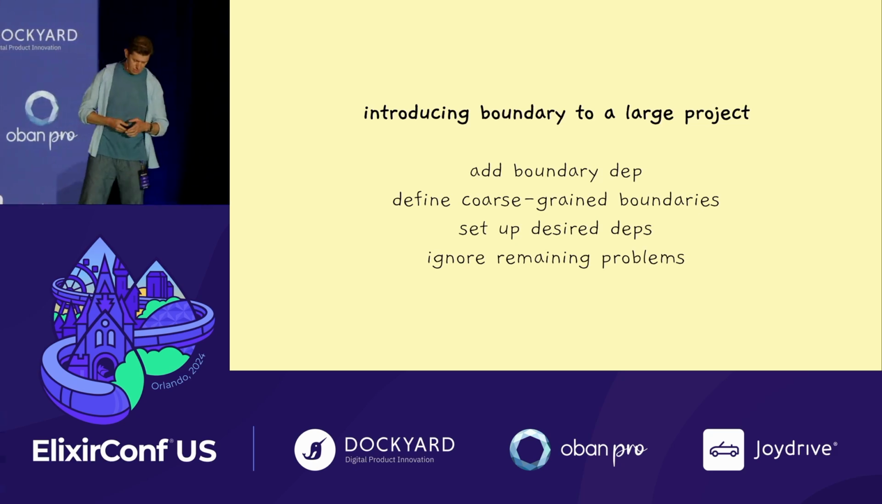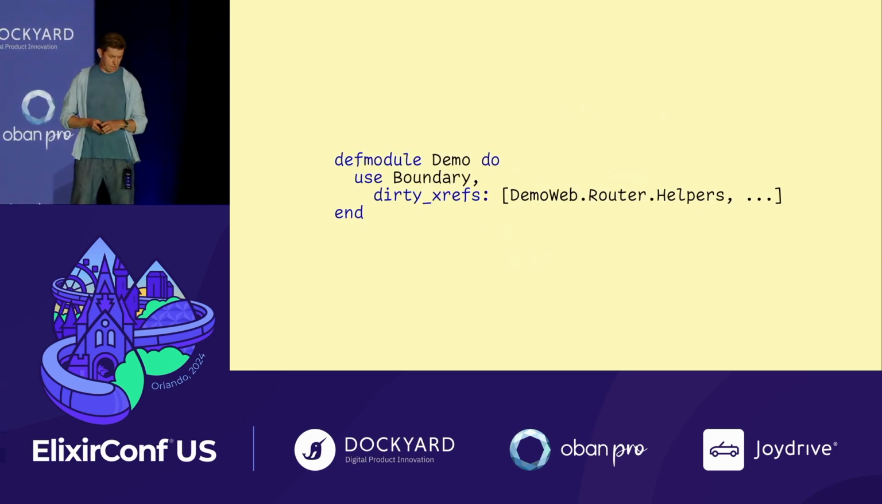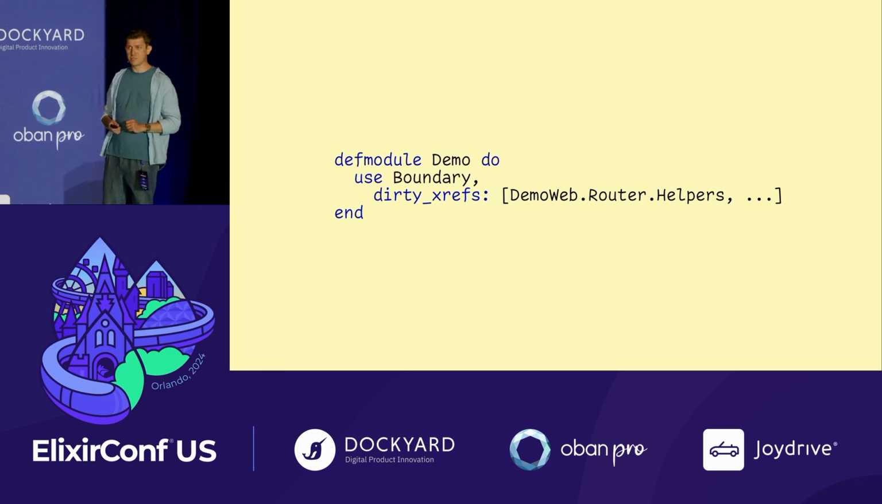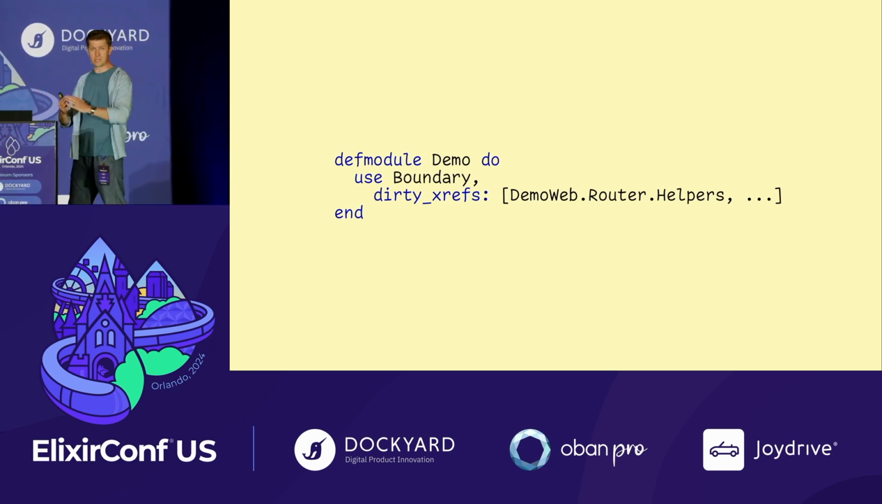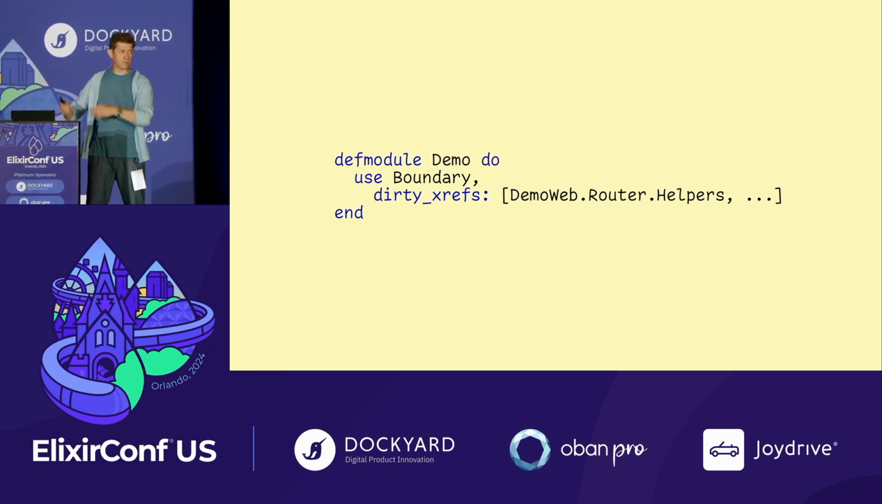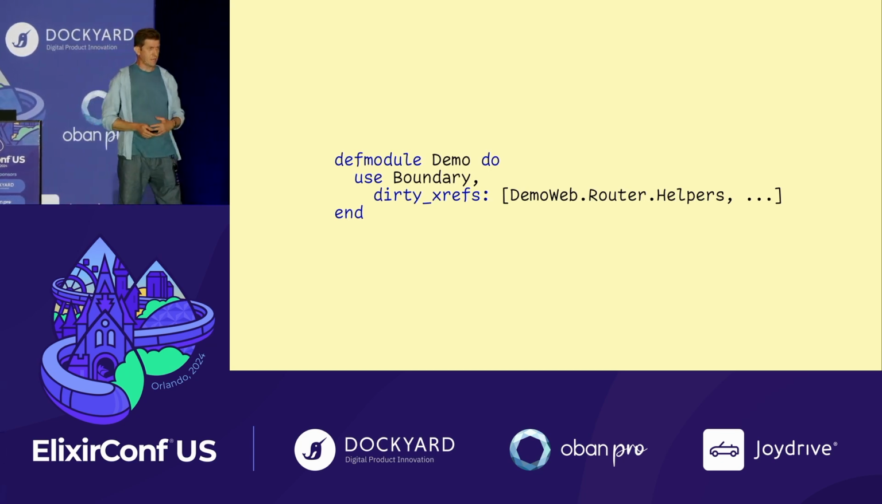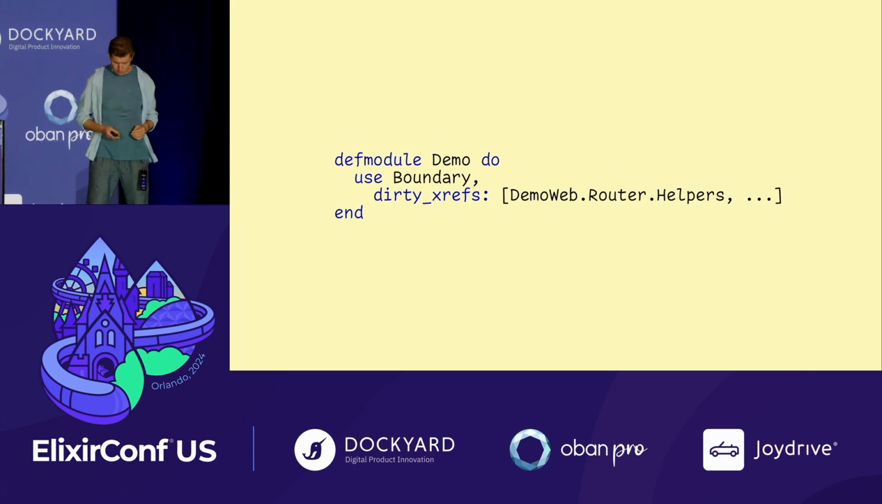And those other problems, there are 2 problems. You're going to have unwanted dependencies, like your business depends on web. Router helpers is a typical example. And you're just going to add them as dirty xrefs, and you're going to list those things explicitly. And later down the line, you can fix them one by one. So that's one thing. Another problem is that you're going to have a lot of references to private modules, right? And you can list those things explicitly in the exports, literally. And then you can try to work on reducing your API.